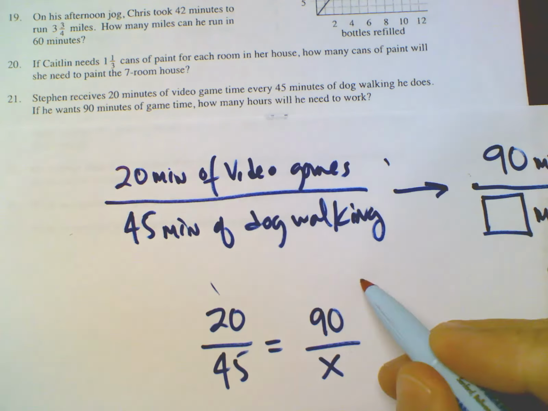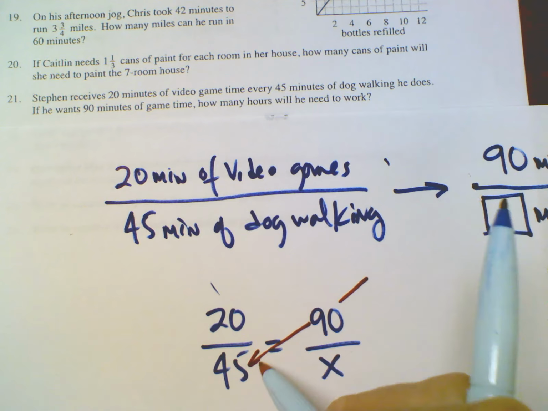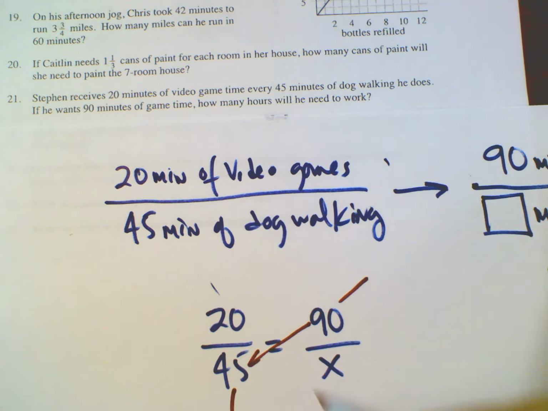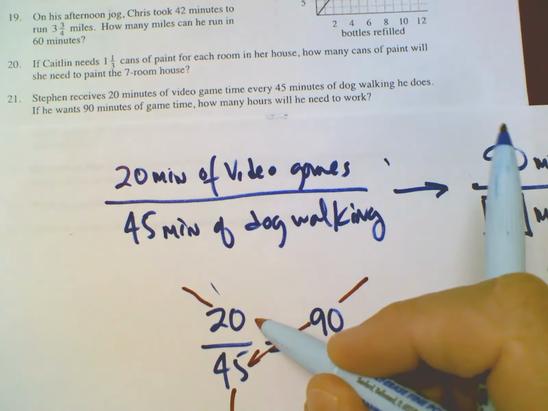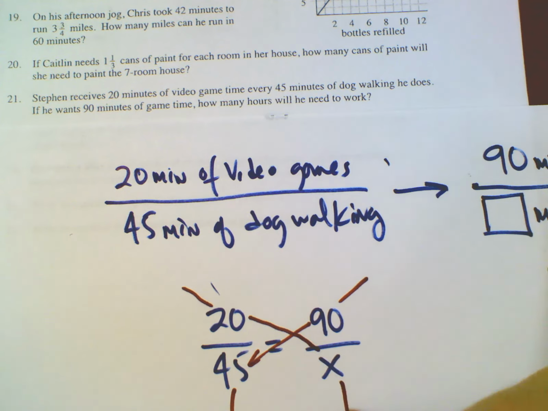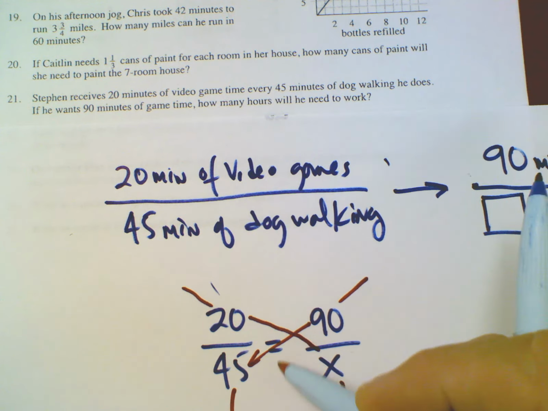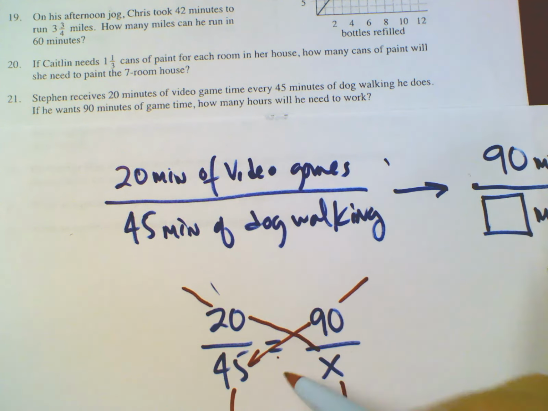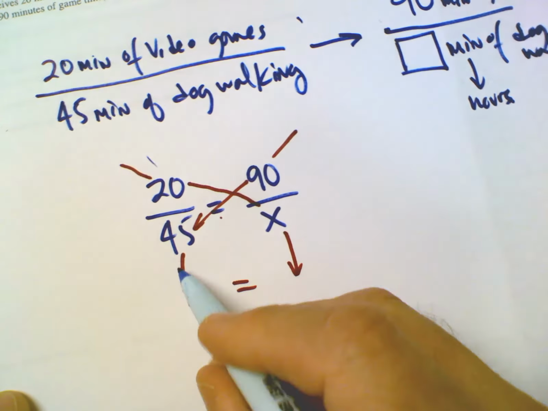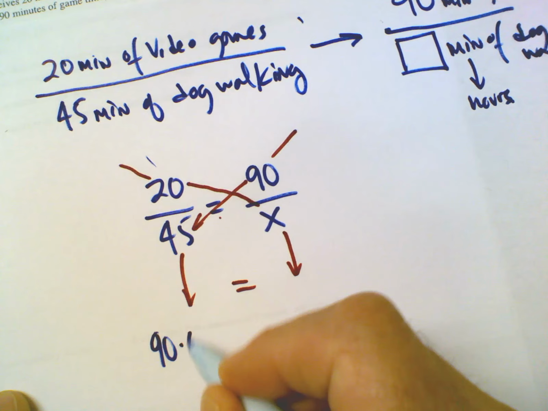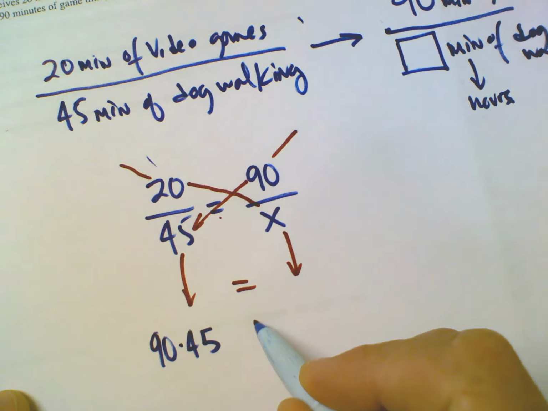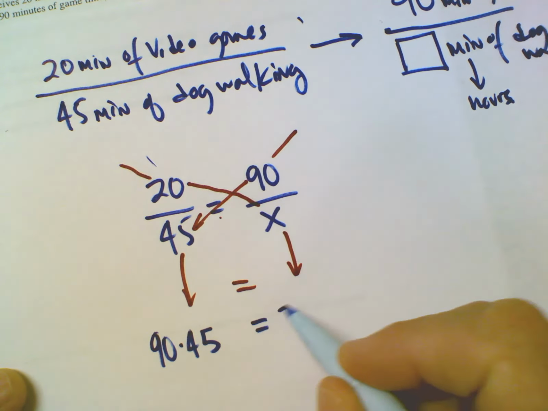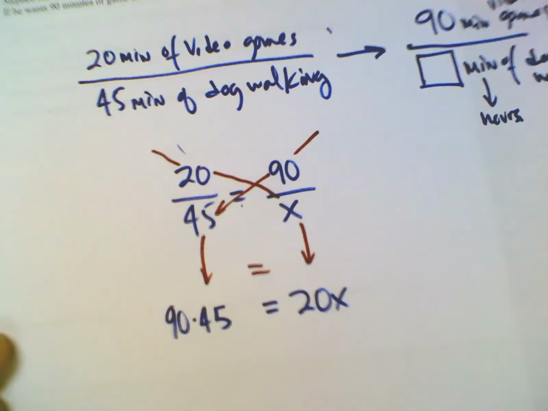Okay. So cross multiplication is you just take those numbers and multiply and bring it down. Take this number here, the 20, multiply with the X and bring it down. And the equal sign just cruises down. You bring the equal sign down. So 90 times 45, I'll just write it out first, is equal to 20 times X.